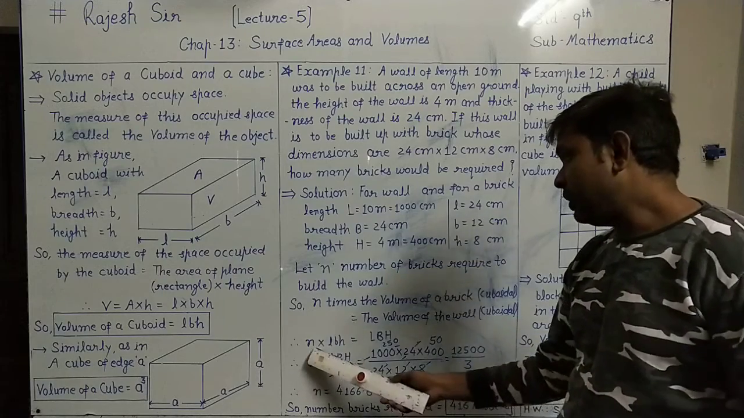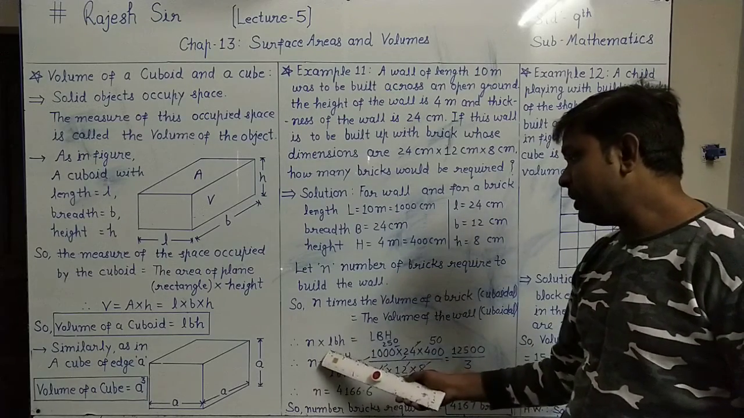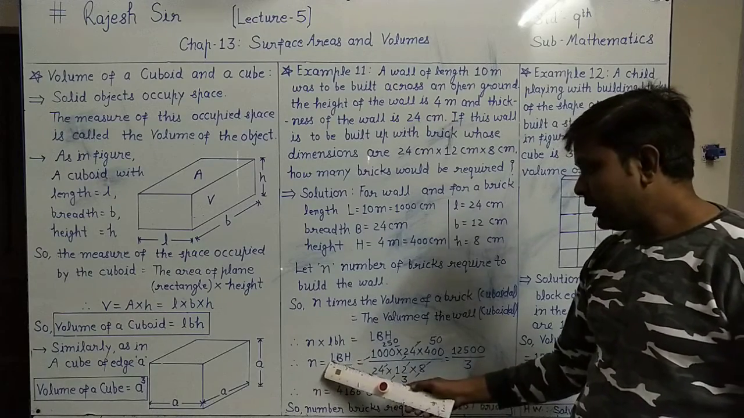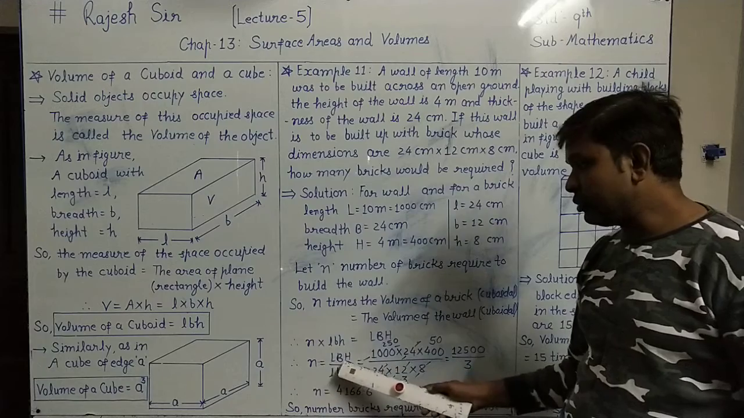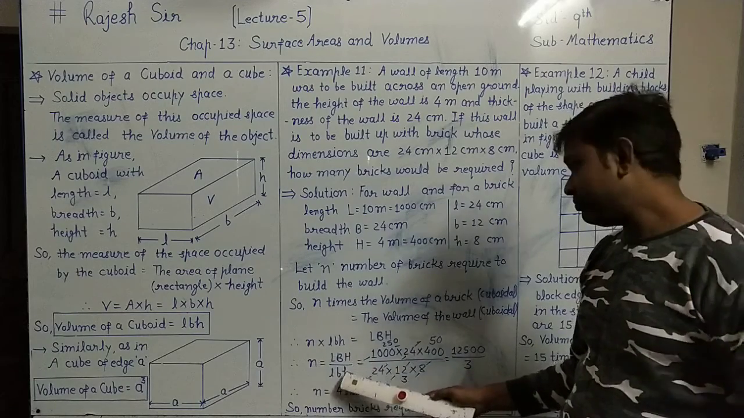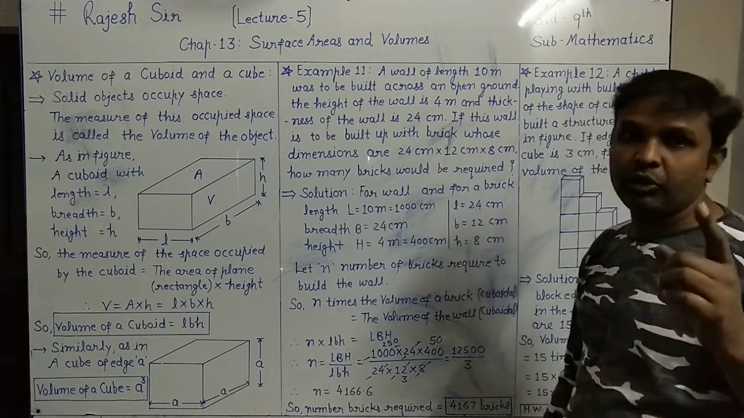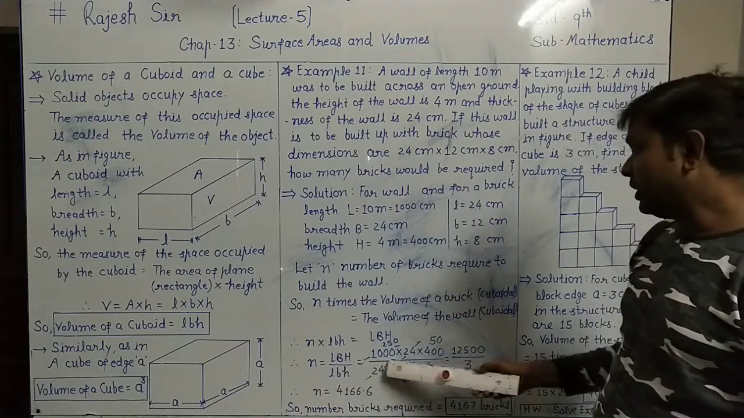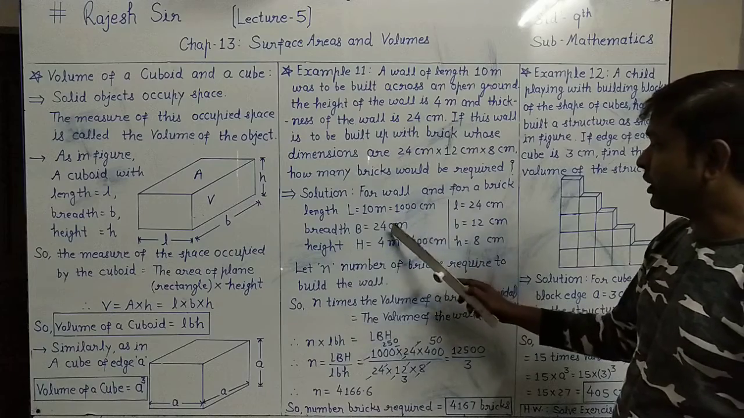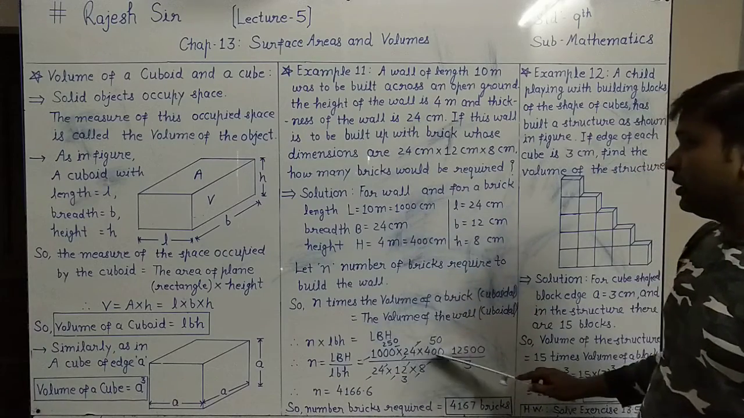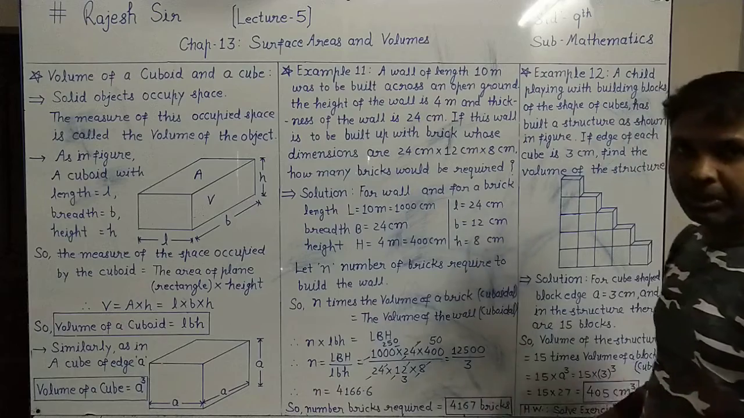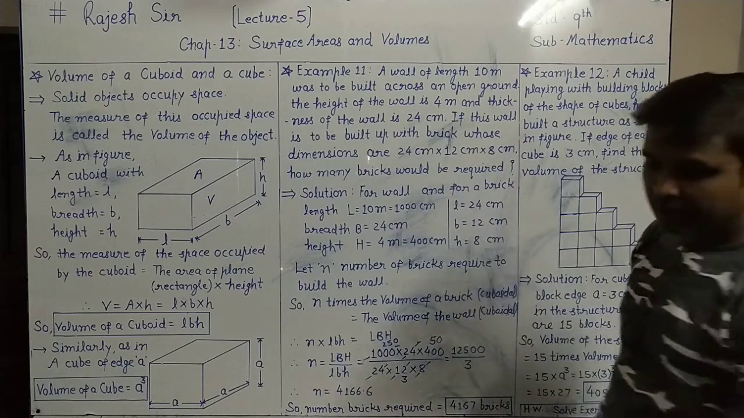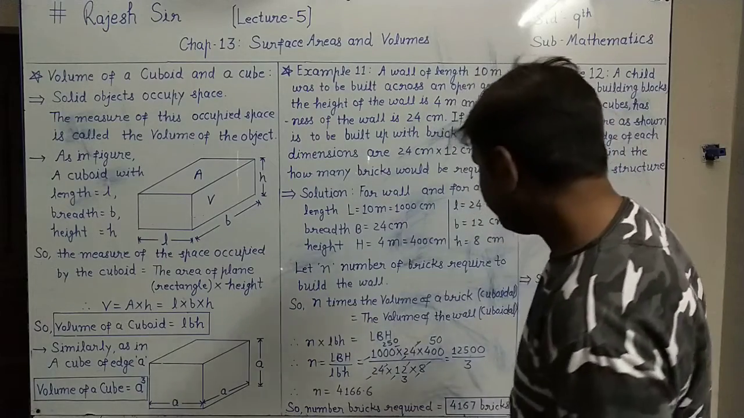Now very simply, n equals capital L B H divided by small l b h. The capital LBH shows the volume of the wall, and the small lbh shows the volume of a brick. Place all the values. Capital letters are 1000 into 24 into 400. And the small letters for the brick dimensions are 24, 12 and 8. Now we have to show the simplification here.